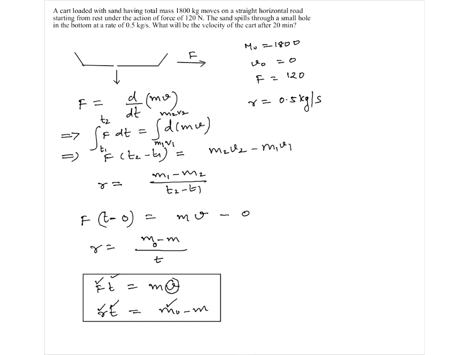Can you tell me how much would be M? Well, in fact, M can be removed from these two equations. What you need to do is, in place of M, put Ft upon V. And then you solve for V. So V is Ft upon M naught minus RT. Just put the numbers and see what answer you are getting.